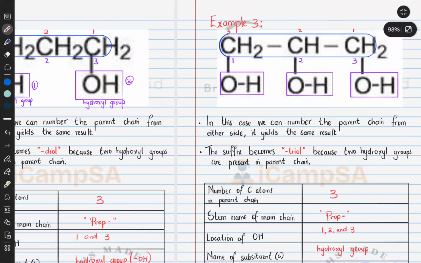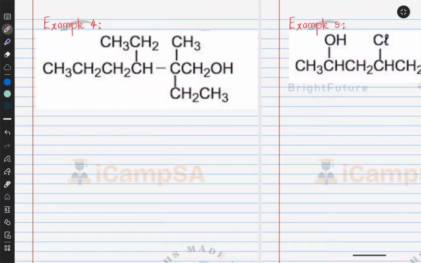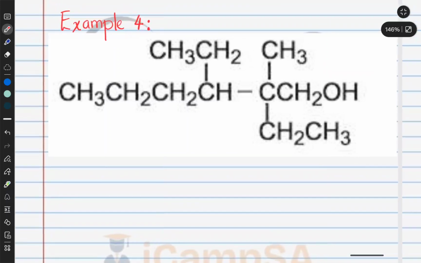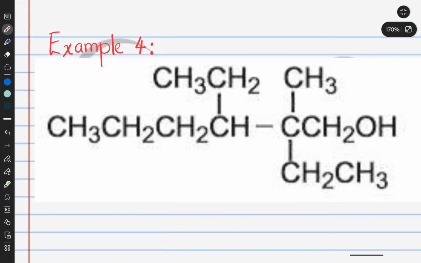So we will also look into how you name it if it now has a halogen atom as part of the organic compound or as part of the structure. All right, but first let's check this one. Okay, so we have this.